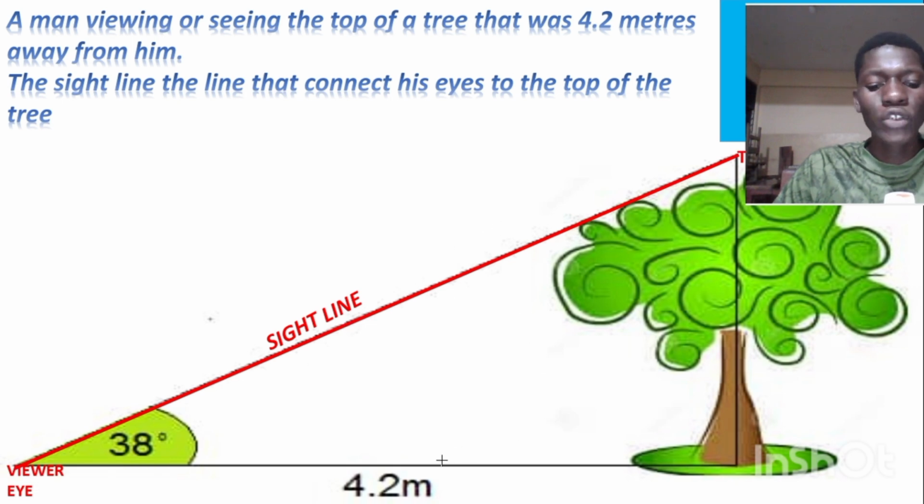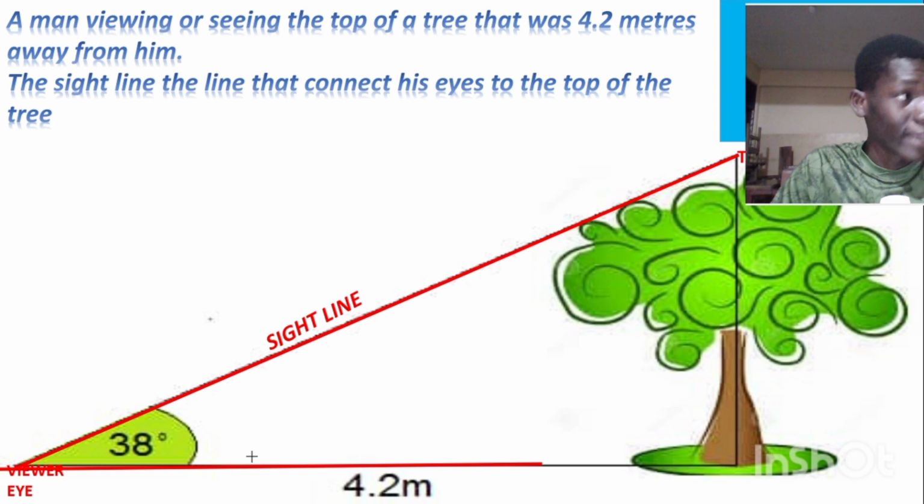And this one is not straight. The straight line that passes through the viewer's eye is called the horizontal. So this is our straight line. The angle that is between the line of sight and the horizontal is the angle of elevation. You can see clearly that the angle is above or elevated above this horizontal line. So that's why we call it angle of elevation. That means the angle is above the horizontal line.